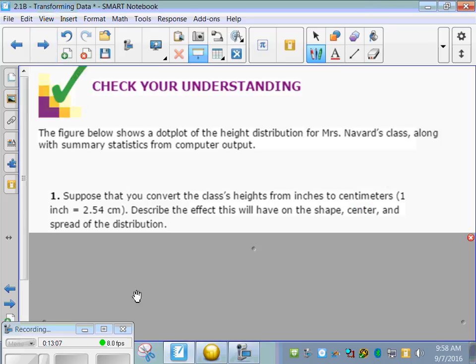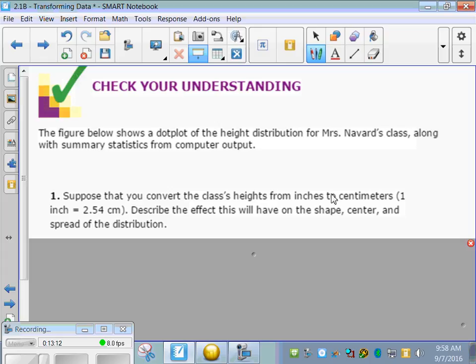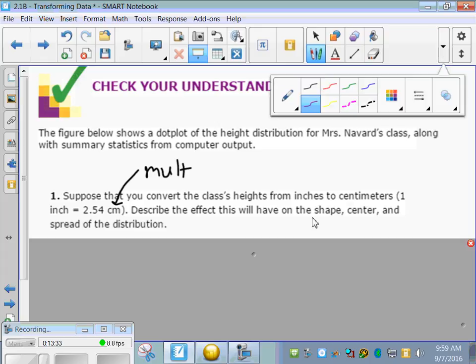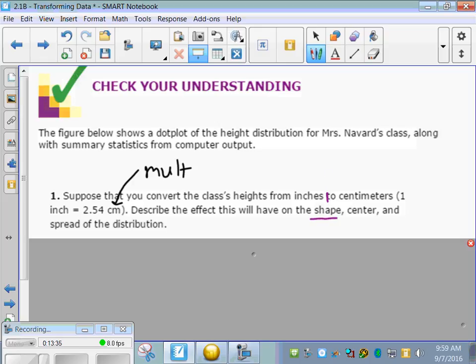Let's see if we understood what happened. Suppose that you convert the class's heights from inches to centimeters. So 1 inch is equal to 2.54 centimeters. That means we are doing what? What operation? We are multiplying. If we're converting our height from inches to centimeters, describe the effect it will have on the shape, center, and spread. Someone raise your hand and tell me, if we multiply by 2.54 to all our data, what happens to the shape? Thank you, Taylor.